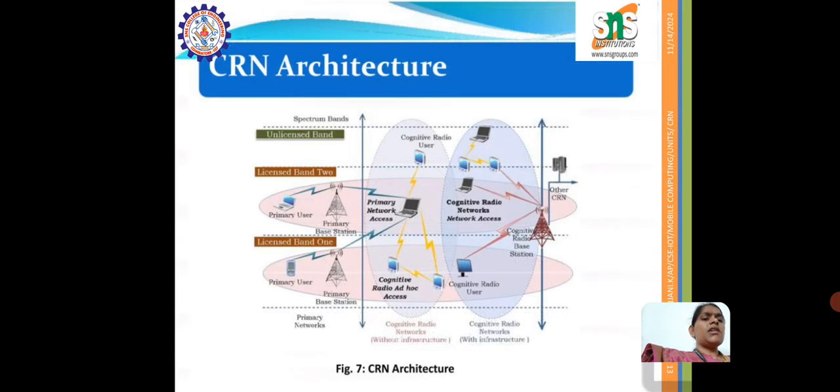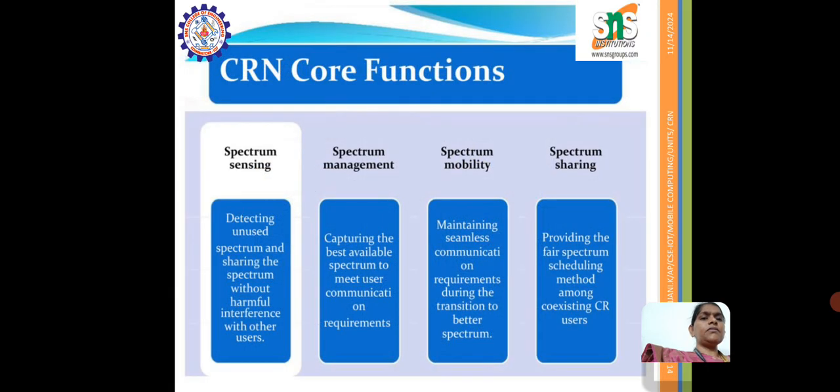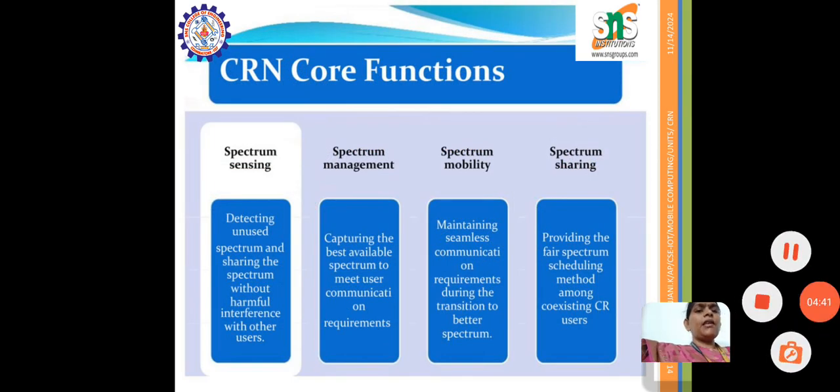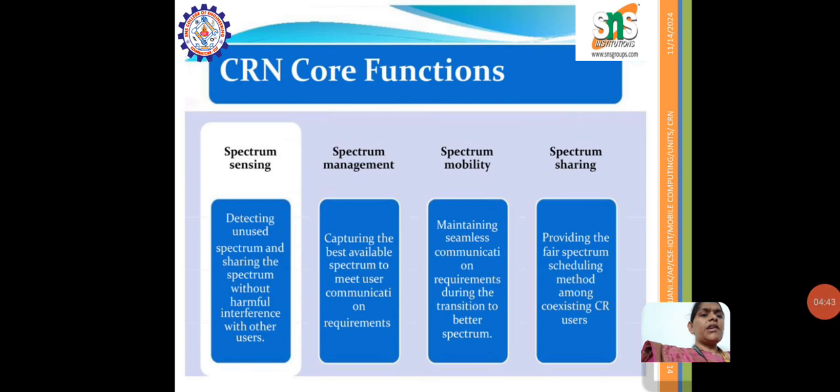So this is the CRN architecture, where green represents the unlicensed band, and red represents licensed band 1 and licensed band 2. These are the main functions of CRN: spectrum sensing, spectrum management, spectrum mobility, and spectrum sharing.